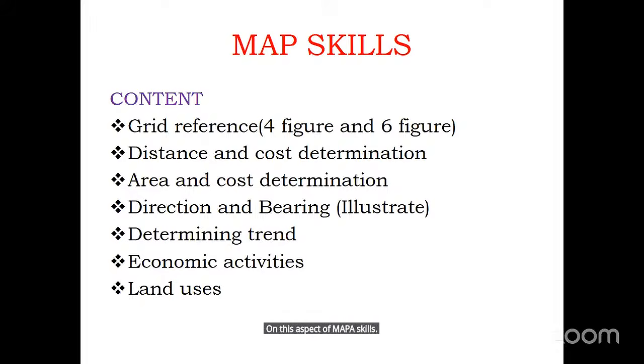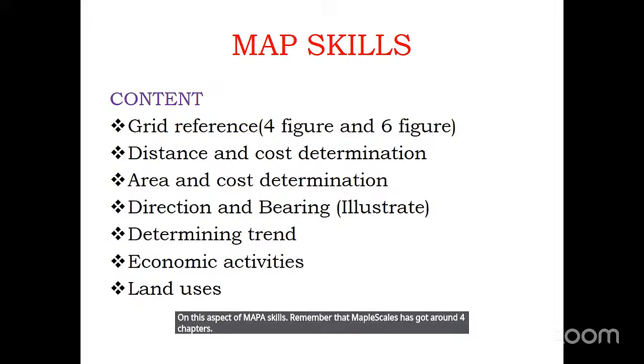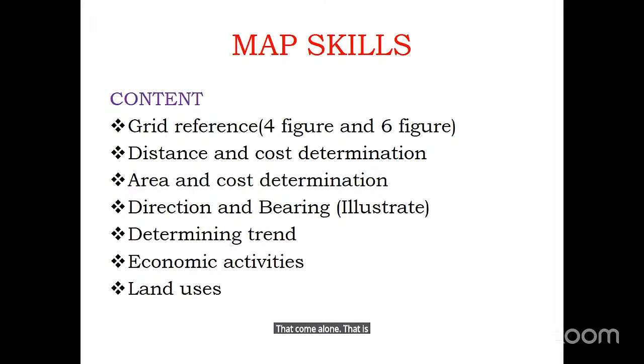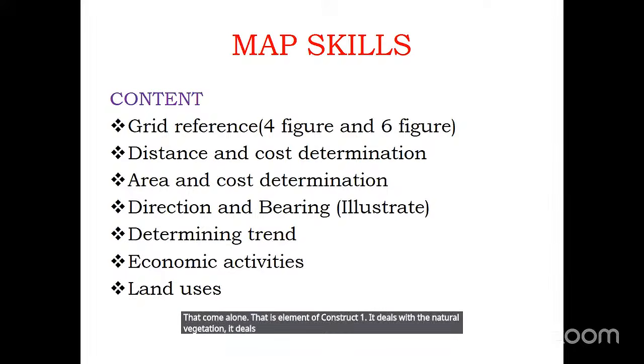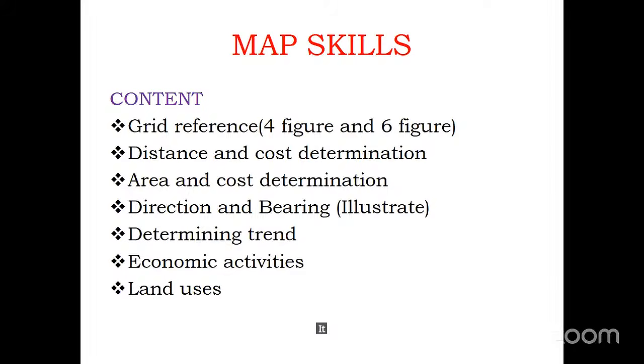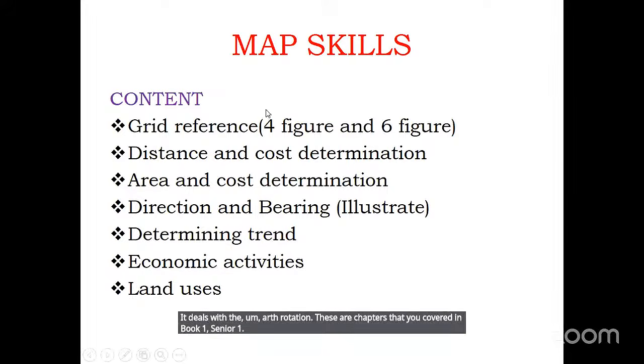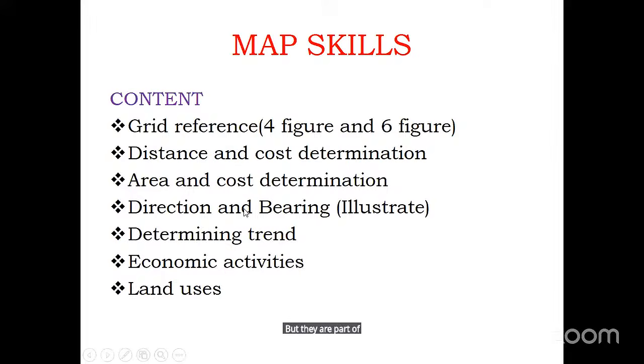Remember that map skills has around 4 chapters that come along. That is element of construct 1. It deals with the natural vegetation, it deals with climate, it deals with the earth rotation. These are chapters that you covered in book 1, senior 1, but they are part of map skills.